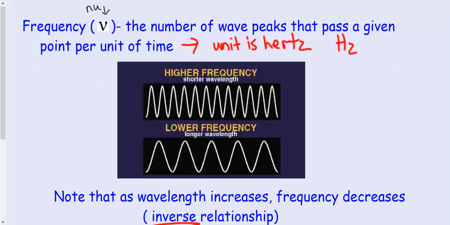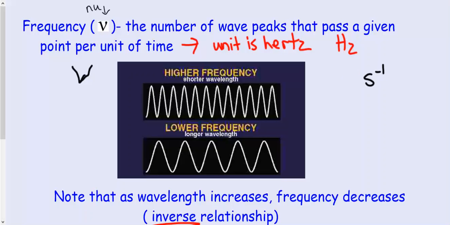The second wave characteristic you need to know is frequency. We'll abbreviate that with the Greek letter nu, which looks like an italicized V. For some reason in physics they use an F, but in chemistry the frequency is the number of wave peaks that pass a given point per unit of time, and the unit is hertz. A hertz is simply a cycle per second. A cycle per second is written as s to the minus 1, indicating one cycle each second.